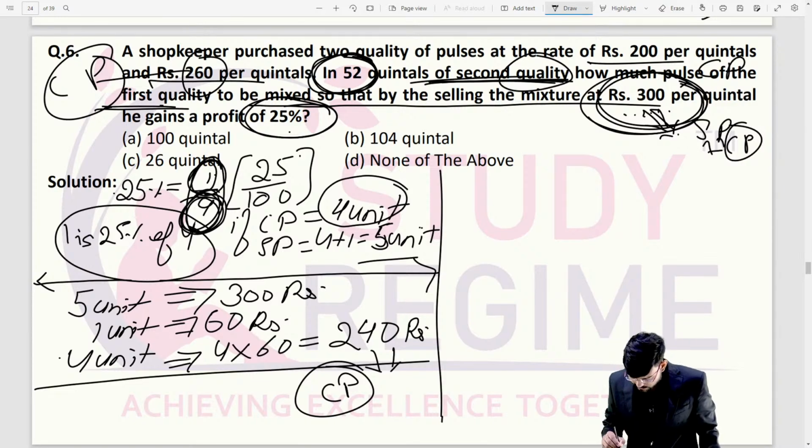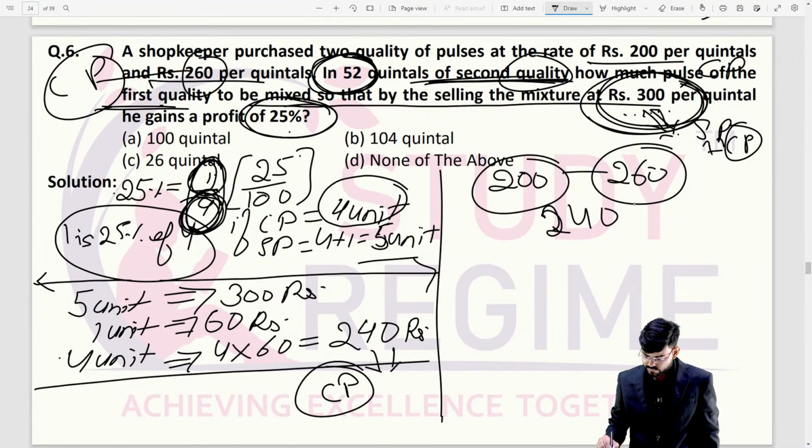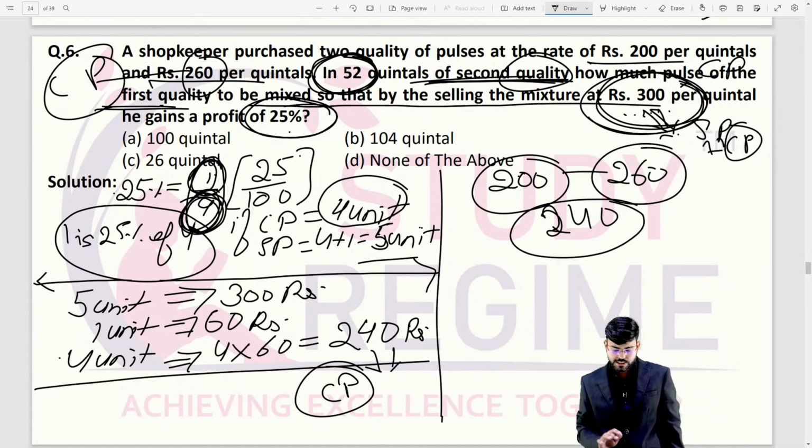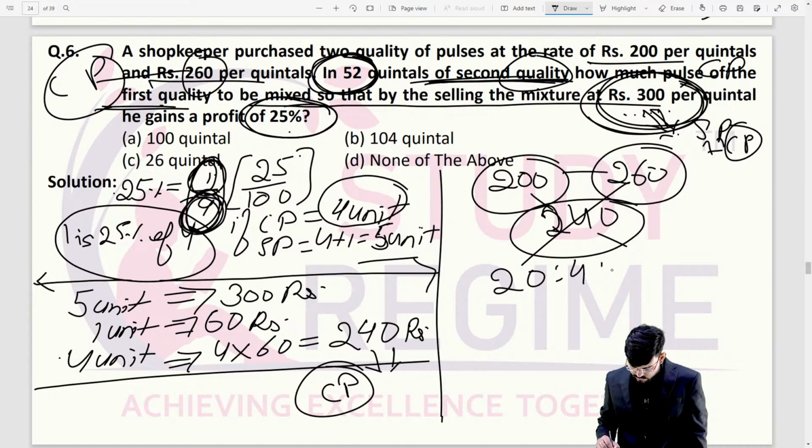So I can write it like this. This is 200 of first quality and 260 of other quality, 240 of the mixture. Clear? 200 of the first quality, 260 of the second quality, and the mixture at 240. Now you just subtract it. What will you get? 20:40 or 1:2.